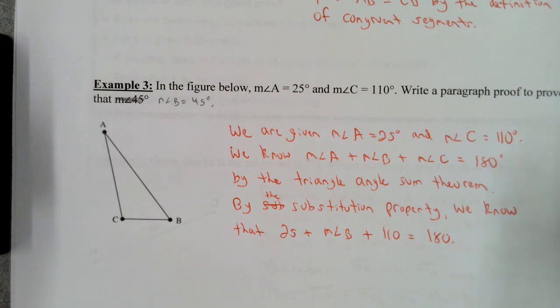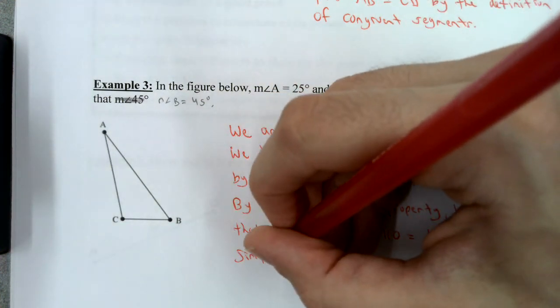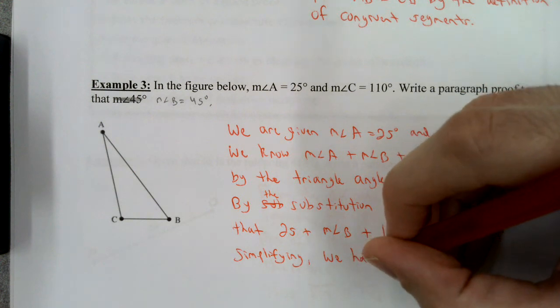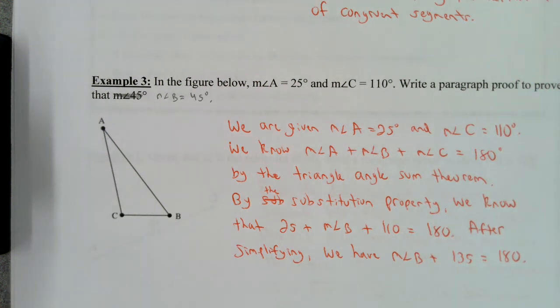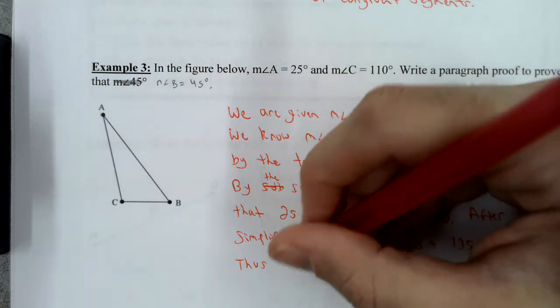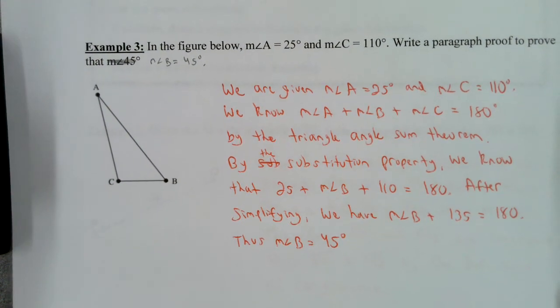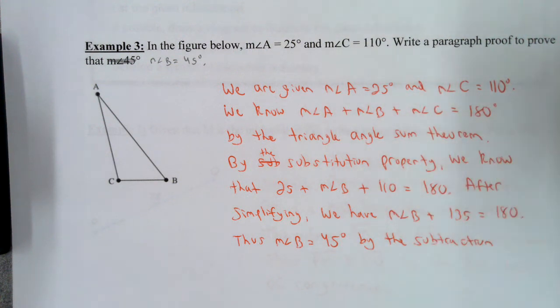So now we're going to simplify. After simplifying, we have the measure of angle B plus 135 equals 180. So again, that's combining like terms. I did 25 plus 110 to get 135. And now, I'll say thus, the measure of angle B equals 45 degrees, which is what we were supposed to prove. And what I did there is I used subtraction, by the subtraction property of equality.